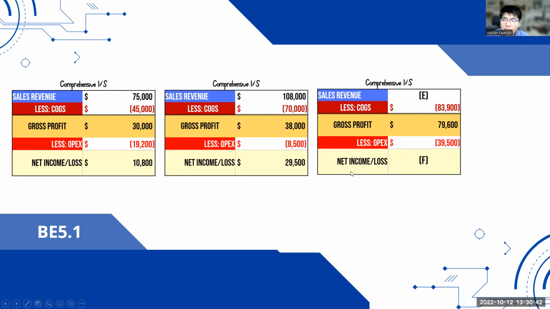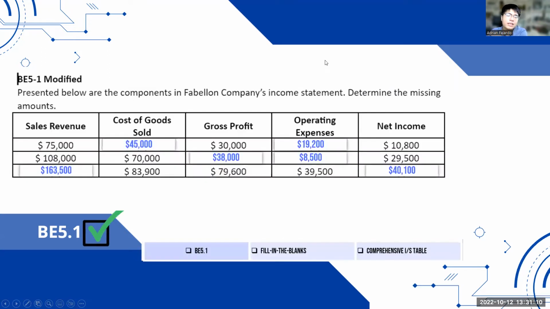And then finally, for the last set, si sales revenue naman yung wala. Therefore, since we know that the gross profit is 79,600 and we subtracted 83,900 from the sales revenue, we add these two together in order to arrive with 163,500 for sales revenue. And then ultimately for net income and net loss, it's just gross profit minus operating expenses to give us 40,100. So ayun, very straightforward and very clear, right?